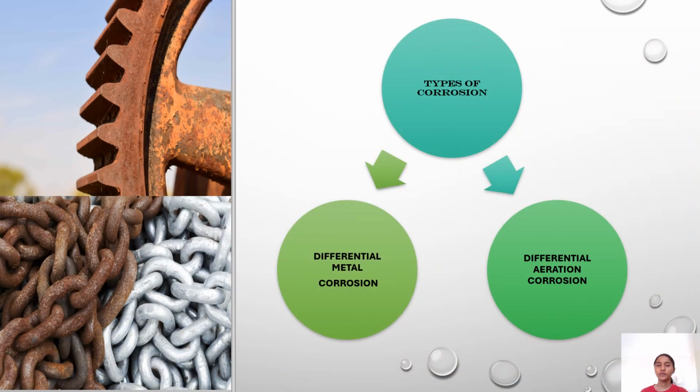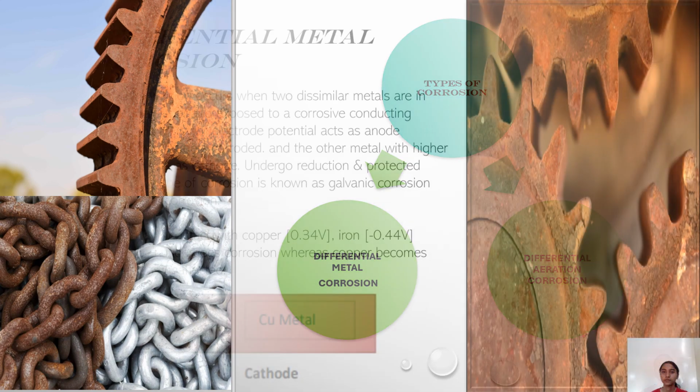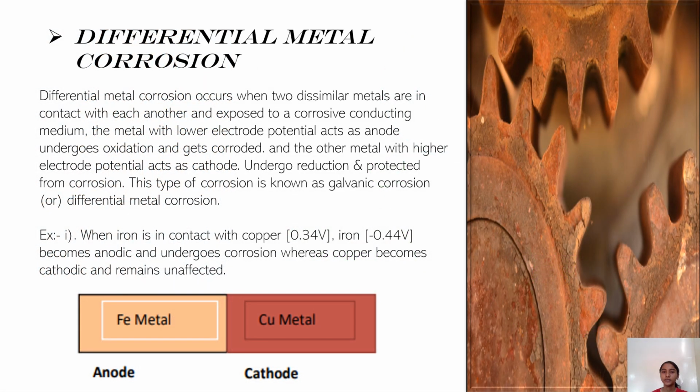So next we are going to discuss the types of corrosion. First one is differential metal corrosion and the second one is differential aeration corrosion. First we will discuss differential metal corrosion. Differential metal corrosion occurs when two dissimilar metals are in contact with one another and exposed to a corrosive conducting medium. The metal with a lower electrode potential acts as anode, undergoes oxidation and gets corroded, and the other metal with higher electrode potential acts as a cathode, undergoes reduction and is protected from corrosion. This type of corrosion is called differential metal corrosion. It is also called galvanic corrosion.